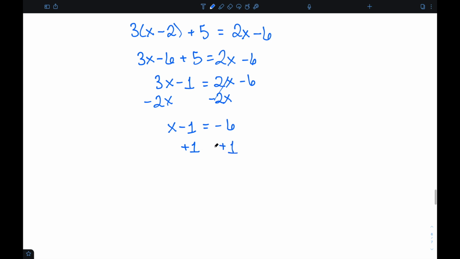I then get my constants together by adding 1 to both sides. -6 + 1 is -5. So my solution, x = -5.